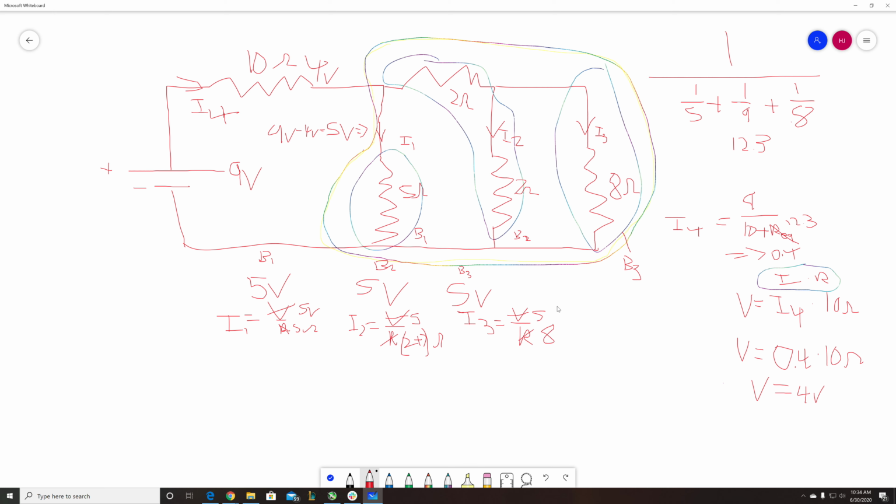Now, I'm pretty sure all of you guys have gotten to the point where you pretty much know the answers. I3 is probably equal to 0.625 or something like that. I2 is equal to 0.5 on repeat, and then I1 would be equal to 1 amp.